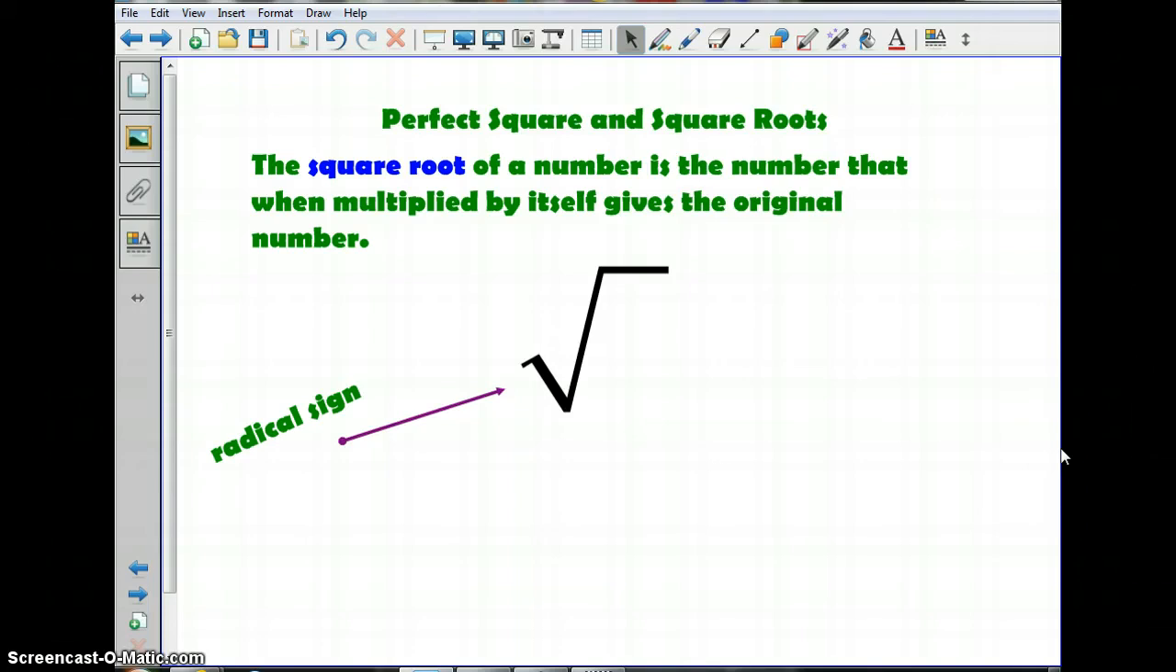You might have seen this sign before. The square root of a number is the number that when multiplied by itself gives the original number. And we have the radical sign here, and that shows us to take the square root. This is part of chapter 10, but we're going to squeeze it in with chapter 9 as we get close to the end of the quarter.